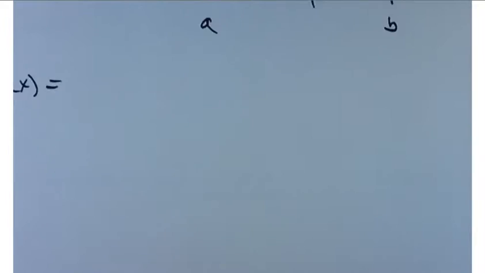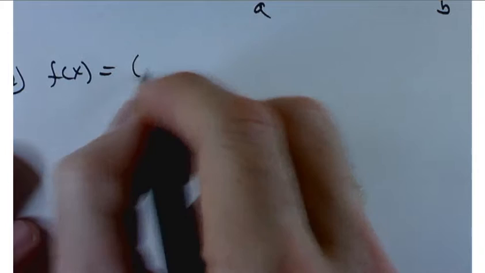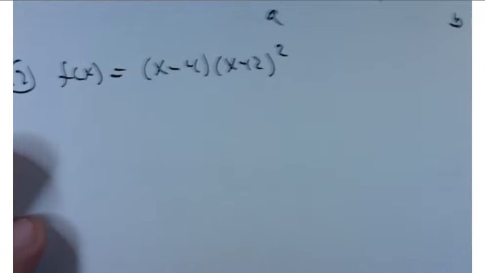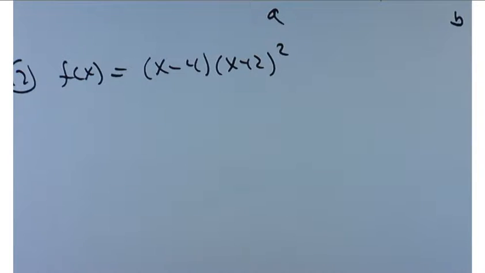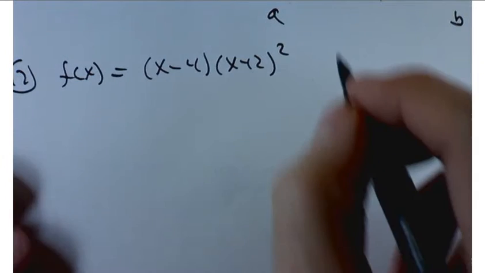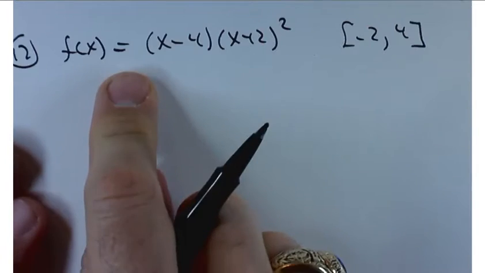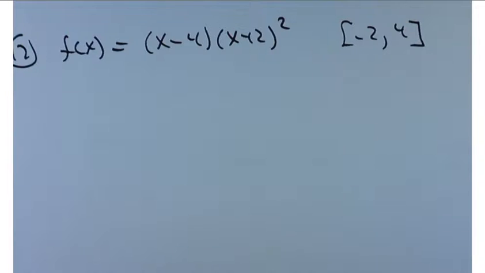So problem number 12, f of x is x minus 4 times x plus 2 squared. And we're going to look at this on the interval -2 to 4. Now the nice thing about problem number 12 is that we're working with a polynomial. Polynomials are, first of all, continuous, and secondly, differentiable everywhere.